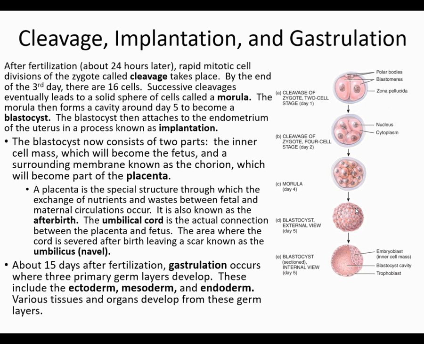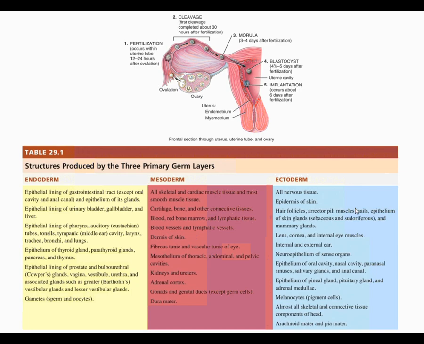What's the best term or most common term for this? Belly button. Good. About 15 days after fertilization, a process called gastrulation occurs. Gastrulation is where we develop the three primary germ layers: endoderm, mesoderm, and ectoderm.